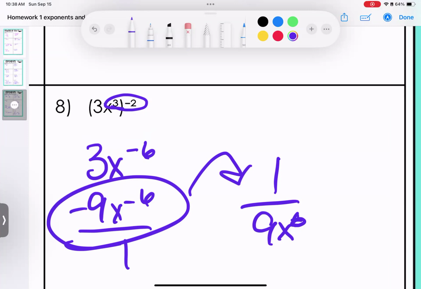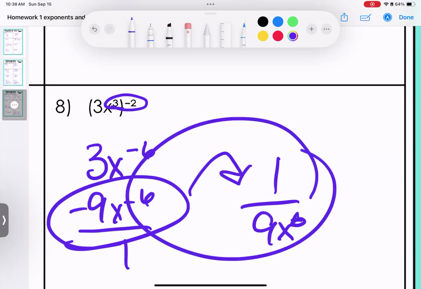Any questions? Bring them with you to class. And remember, there is one more page on a separate video, which is simplifying expressions with exponents. See you there.